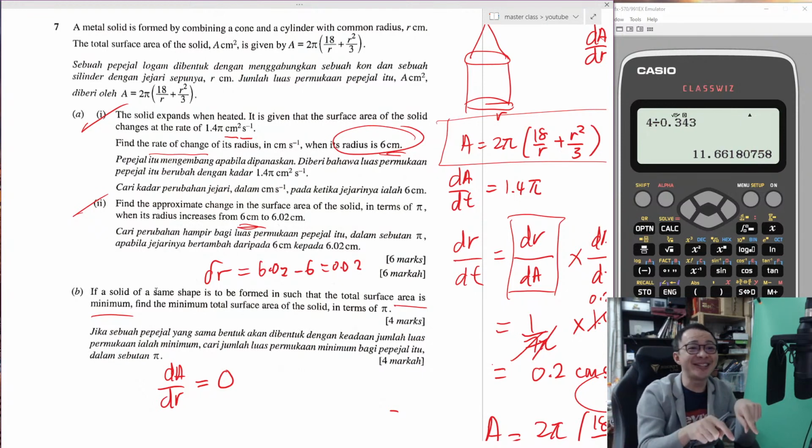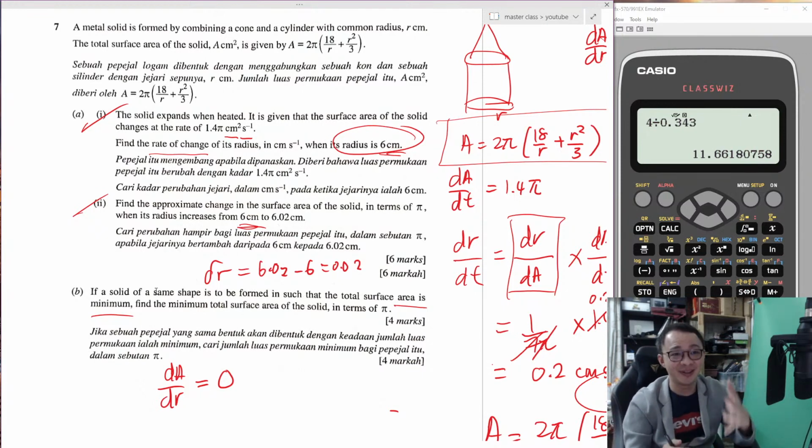Since the question already says it's a minimum, then unless the question is wrong, I'm very confident it is minimum. Or if you want to prove it, you can do the second derivative to prove whether it is maximum or minimum. But in this case, I don't think you need to.